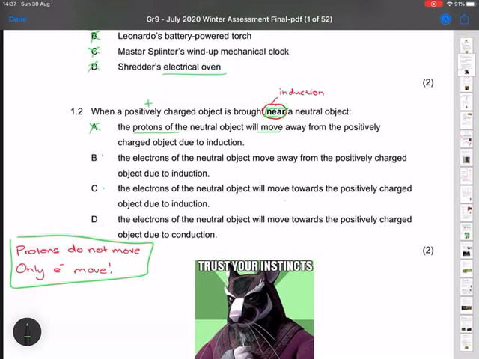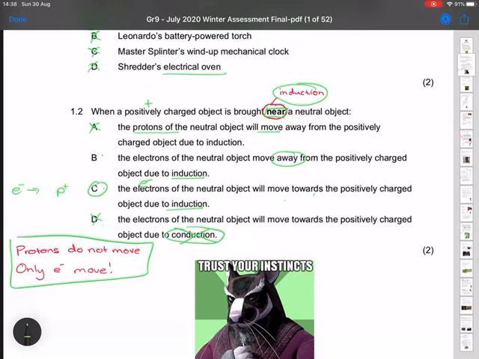Electrons of the neutral object move away from the positively charged object due to induction. Induction, and conduction. So because of answer D having conduction, that is wrong. Remember, I told you when you've got an object being brought near another one, you're going to have induction. So in this case, the electrons of the neutral object will move towards the positively charged object. So electrons of the one will move towards the protons of the other object due to induction. So D is not an option, C is right.